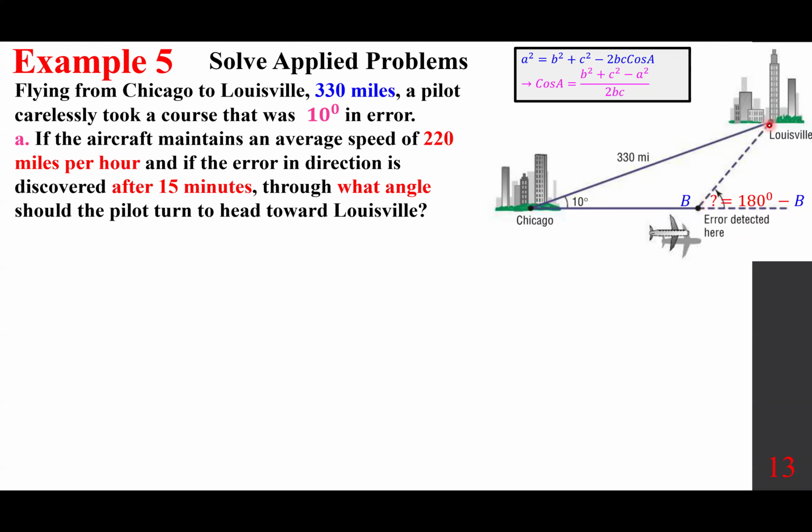So B is this angle, and what we need is 180 minus B. After we find B, the angle we are looking for, because the sum of these two is 180, is 180 minus B. That's all there is to it. So let's find angle B, and then 180 minus B is the answer.